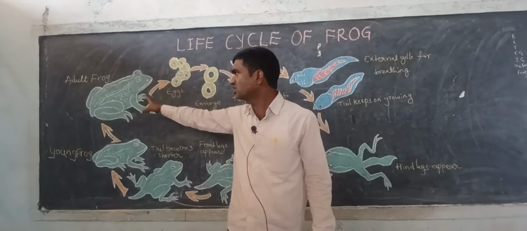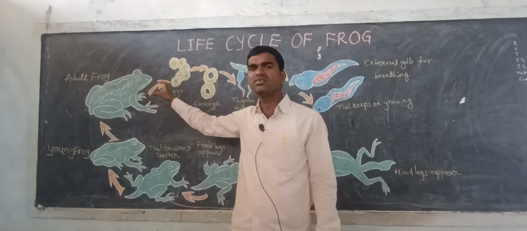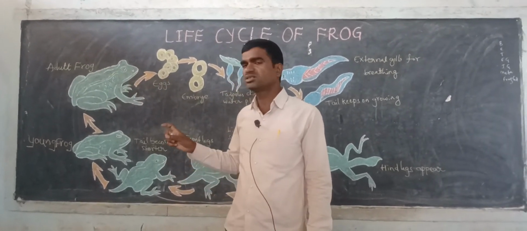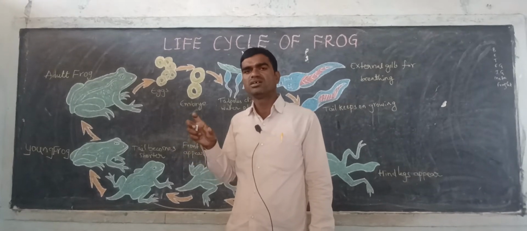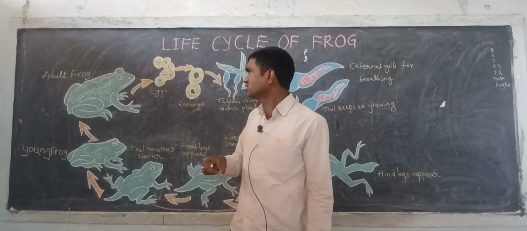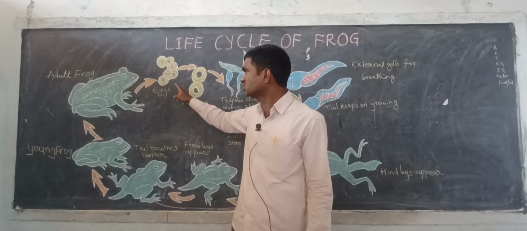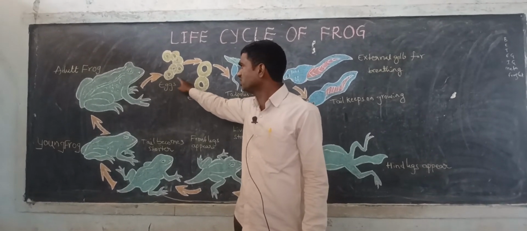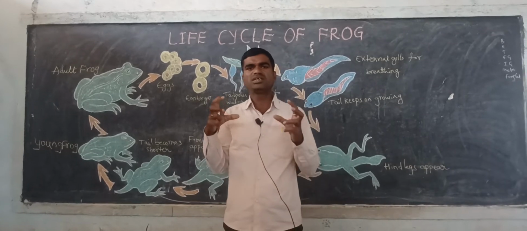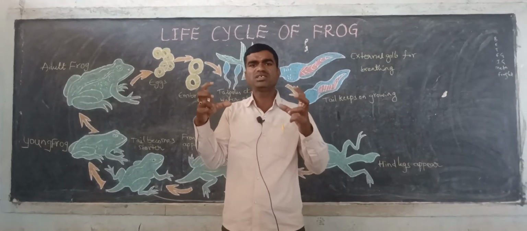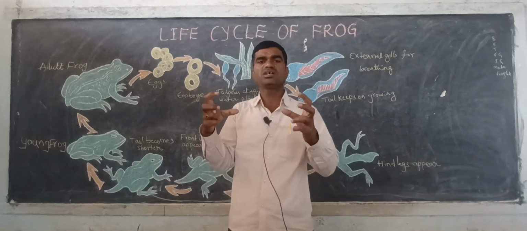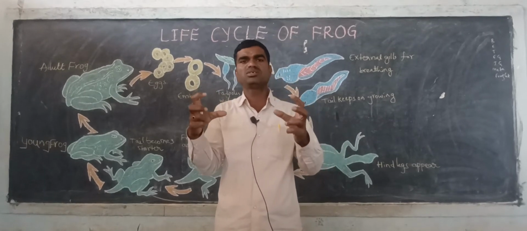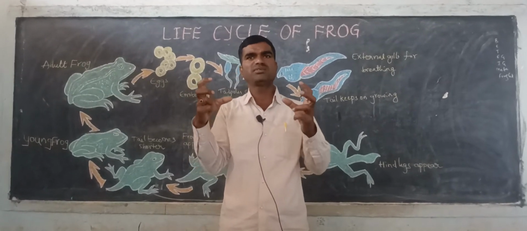So see here, this is the adult frog. Whenever it releases eggs into the water, they form a round structure. These round structures are called eggs. This is the egg stage. A mass of gelatinous, gum-like structures forms. Approximately 1000 to 2000 eggs are released into the water.